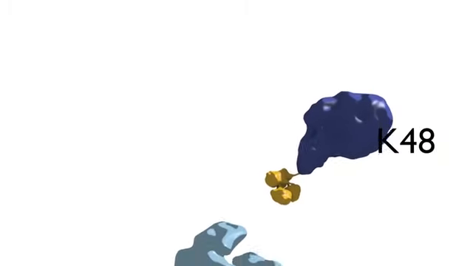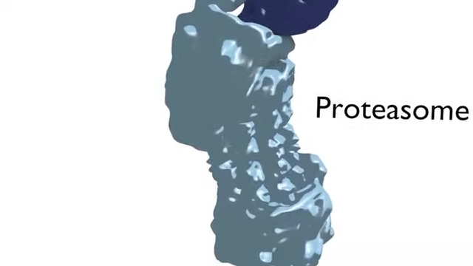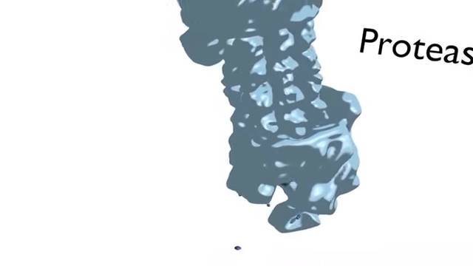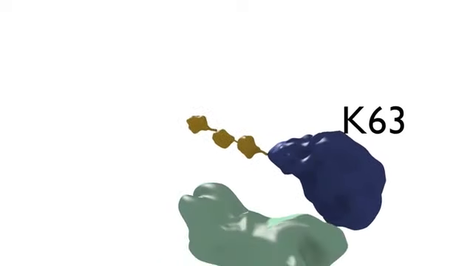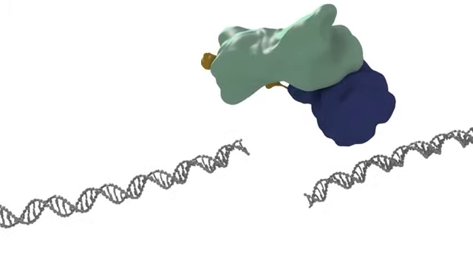Perhaps the best understood is the targeting of proteins for degradation by covalent attachment of a K48-linked polyubiquitin chain. The K48-linked chain is recognized by the proteasome, which proteolyzes the protein into short peptides. In contrast, modification with K63-linked polyubiquitin chains modulates the activities of proteins with critical roles in the DNA damage response and in the inflammatory response.